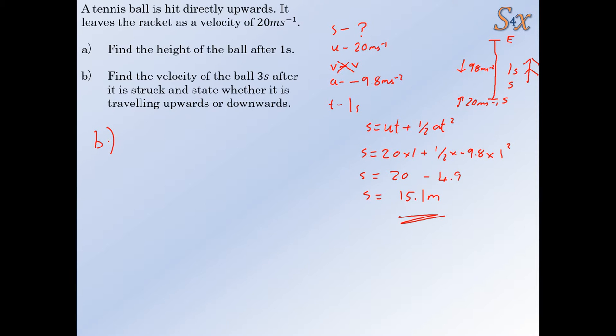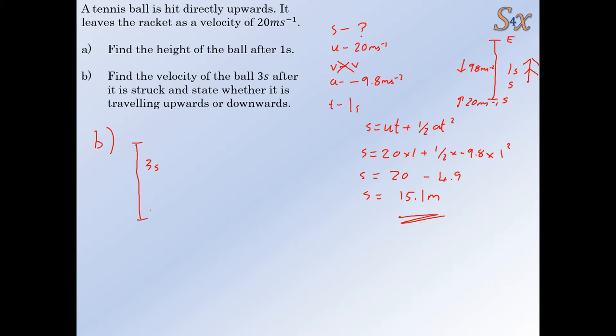Let's move on to part B now. So we want to find the velocity of the ball 3 seconds after it's struck and state whether it's traveling upwards or downwards. I'm going to draw us a new diagram. It's going to look very similar, but just to not confuse ourselves. This time, it's traveled for 3 seconds.